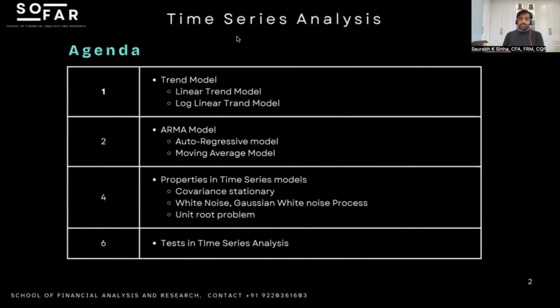Now, the agenda of this topic is very simple and straightforward: we have to study different models in time series analysis. So there are the trend model and the ARMA model. In the trend model, we have to study two models, that is the linear trend model and the log linear trend model. In the ARMA model, ARMA stands for autoregressive moving average model. So the autoregressive model and the moving average model.